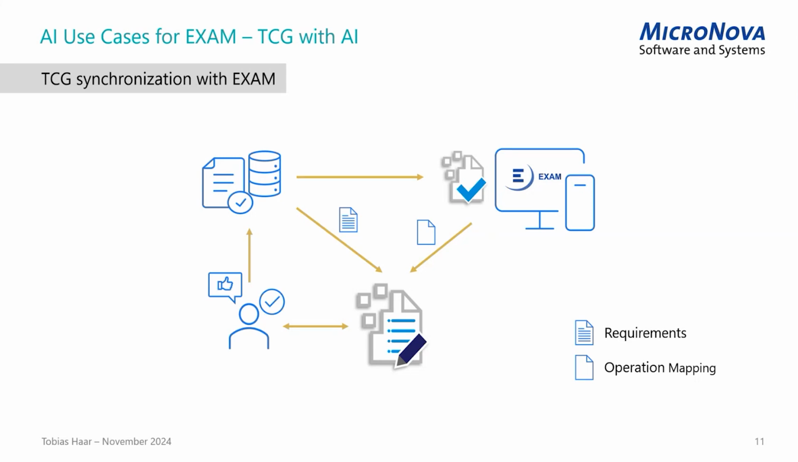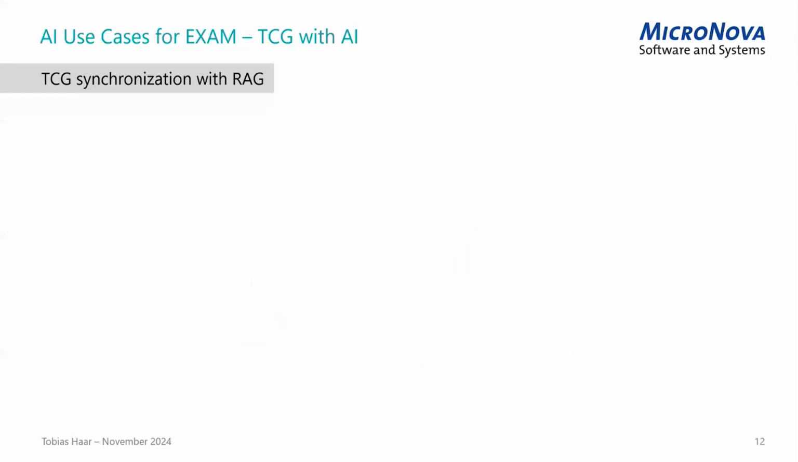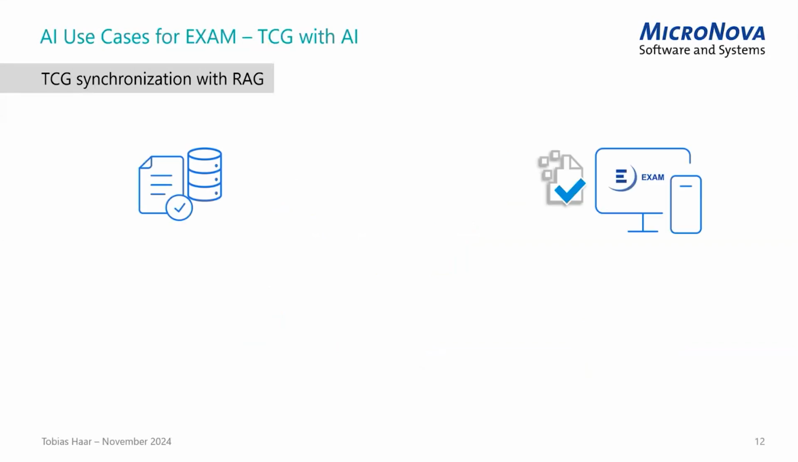And what we did was we thought about how we could integrate retrieval augmented generation in this context. And again, we will have our ALM tool. We will have our exam with the TCG plugin installed. And now what we do have is we have our knowledge graph database again.